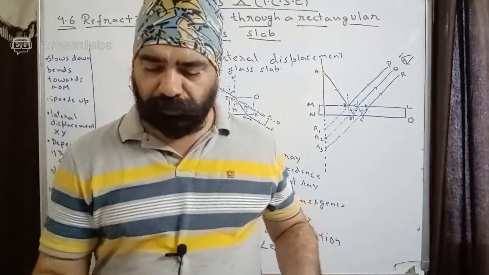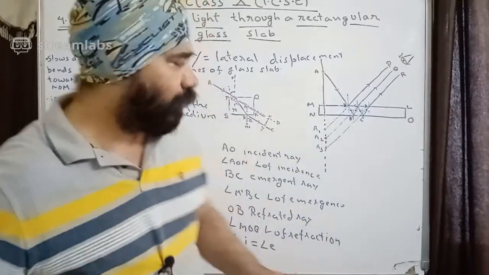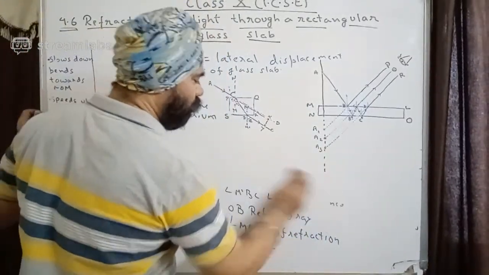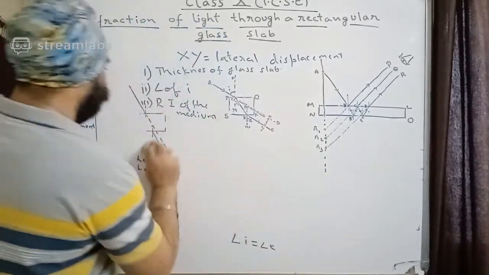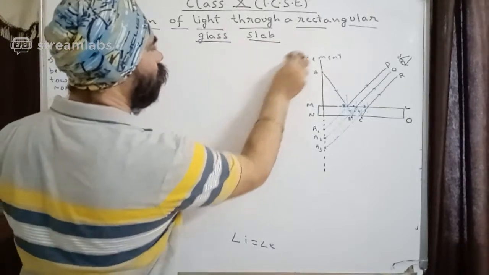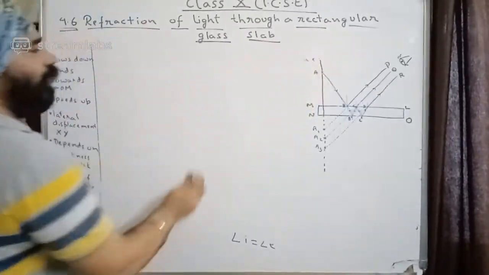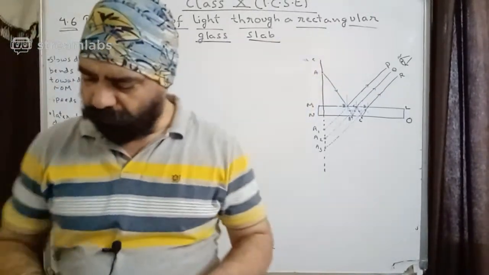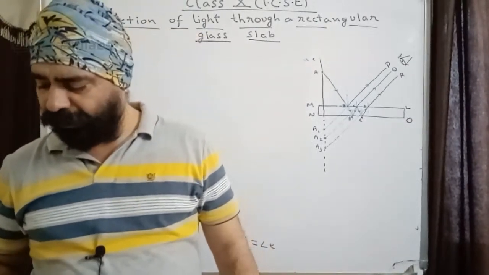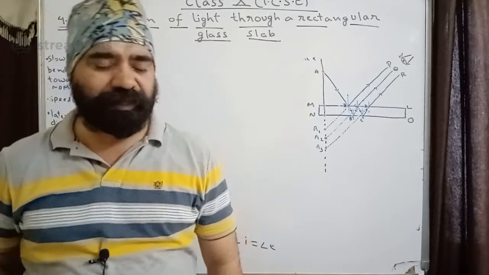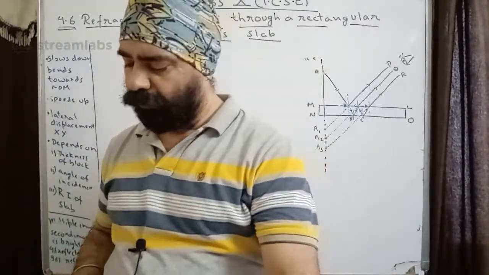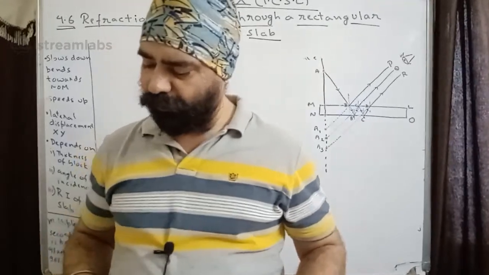Okay, so we go to the next topic which we are going to discuss today. I am erasing all this and we go to the next topic. The next topic is multiple images in a thick plane glass plate or a thick mirror. So how can I make a thick plane glass plate?